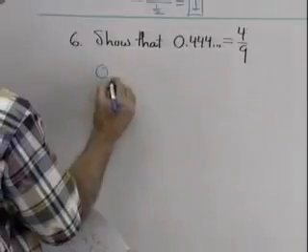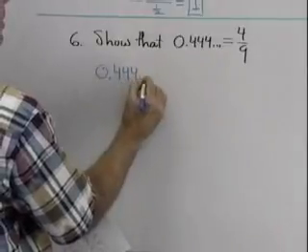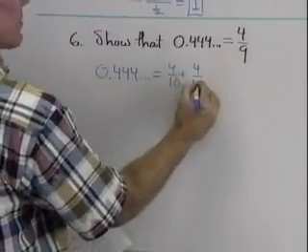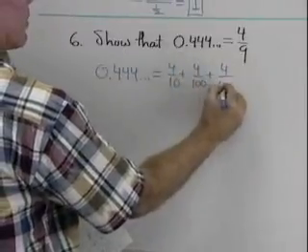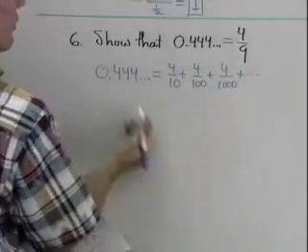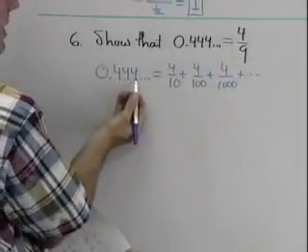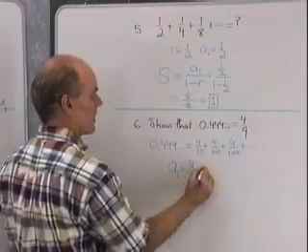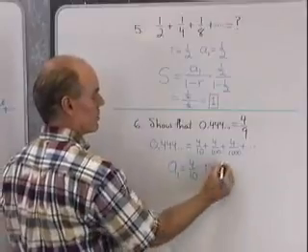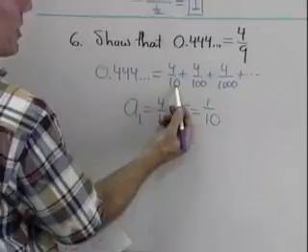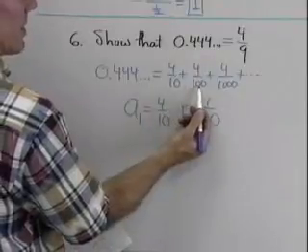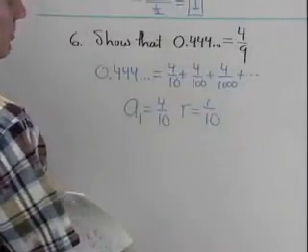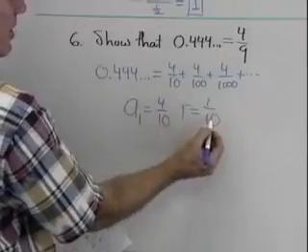Well, let's see. 0.444 with the dots is equal to 4/10 plus 4/100 plus 4/1,000 plus so on and so forth. I end up with A1 equal to 4/10 and R, the common ratio, equal to 1/10. That is, I multiply 1/10 times 4/10, I get 4/100. Times 1/10 again, I get 4 over 1,000. Times 1/10 again, that'll move me over 1 decimal point each time. So A sub 1 is 4/10, R is 1/10.